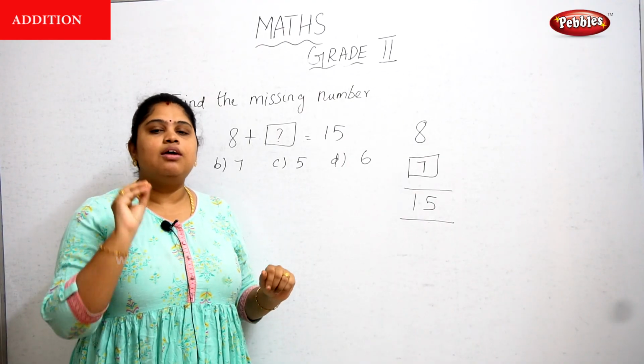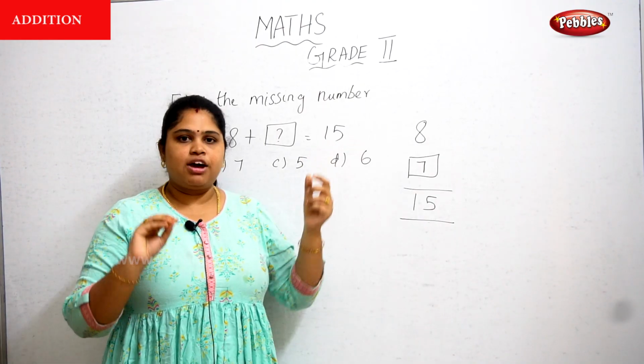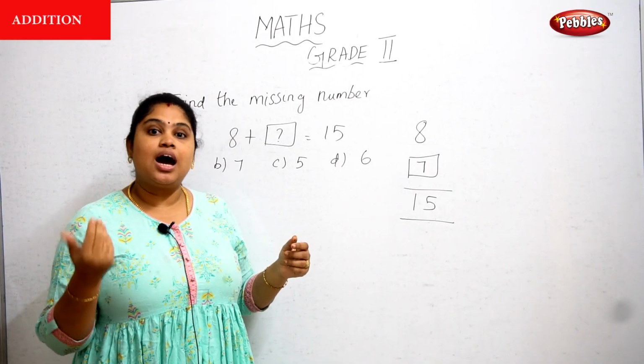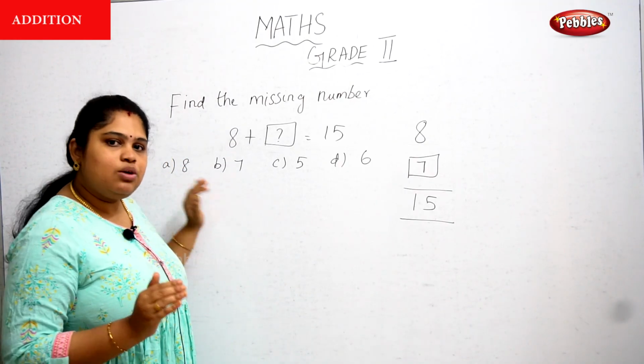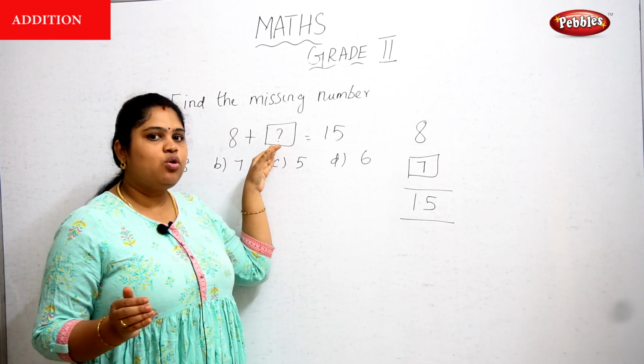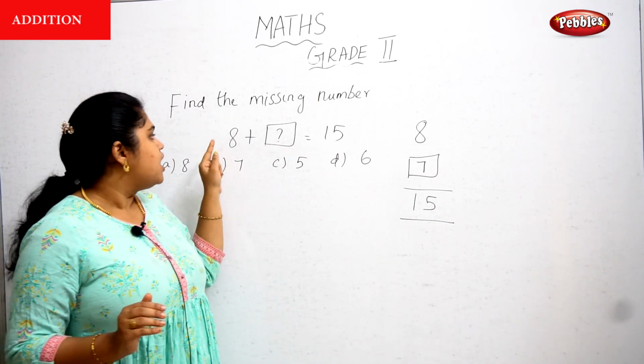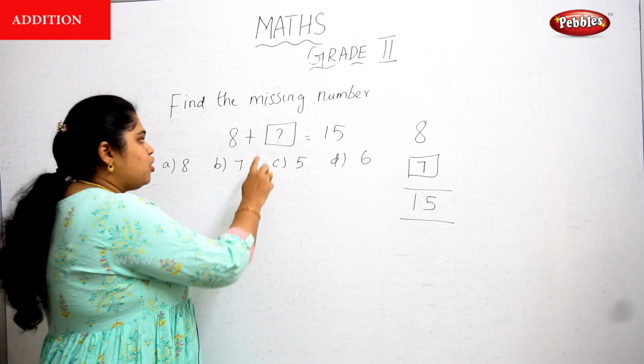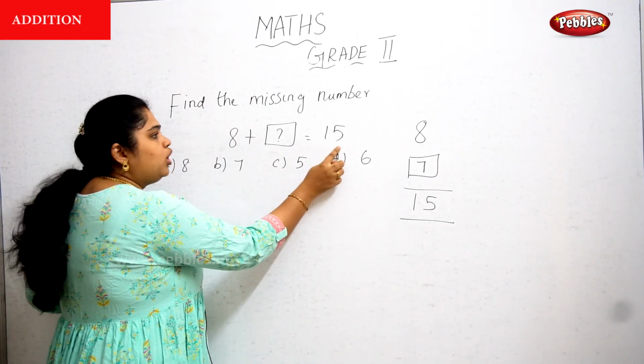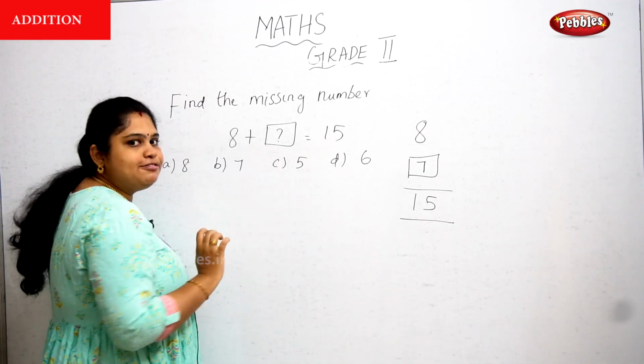Okay, so generally they will ask us to find the missing number, meaning we have to find the answer. But in this case they have given the answer, and we have to find the addend. So we have to find the addends. 8 plus which number, if you add it with 8, will give you 15?